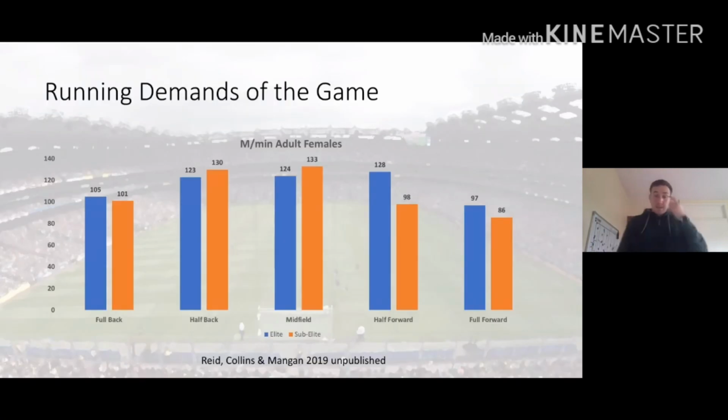So I'll just go back to the previous graph here. If we take just say midfielders there in the sub-elite, okay, so they will average 133 meters per minute. If we want to train above the match demands, what we can do is create drills that would allow these players to run maybe 150, 160 meters per minute, because then they'll be training above the match demands. Now remember that these are just averages across the whole game, so it's average across the 60 minutes. So maybe in 1 minute a player might do 180 meters, 200 meters. So we need to be able to prepare the players for these demands.